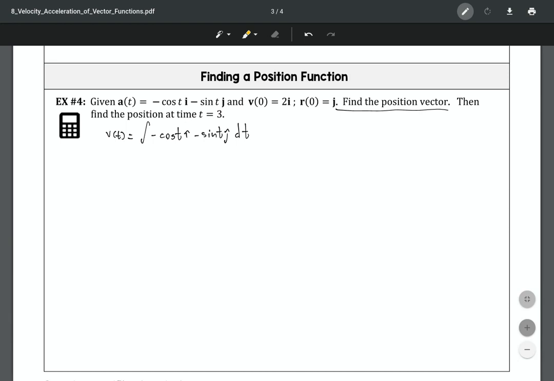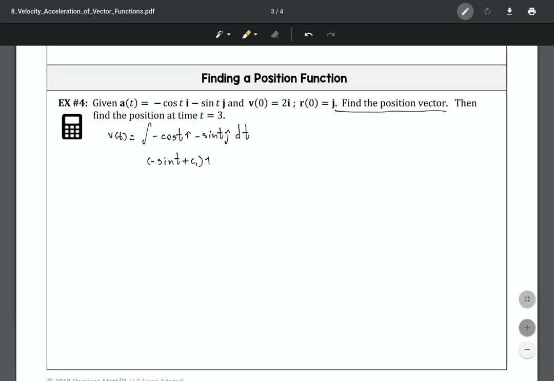But anyway, let's just take the antiderivative of this. So this is negative sine t plus, we're going to call this c1. We're going to have to find those c values, so don't combine them. If this is just a straight up indefinite integral, then sure. Now the antiderivative of sine is negative cosine, so that's going to give me a plus cosine of t, excuse me, t plus c.